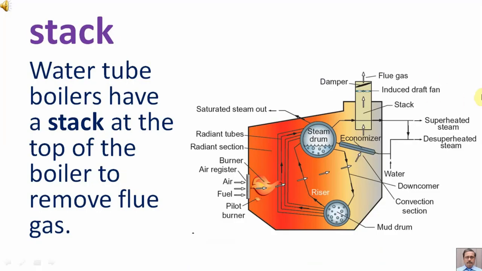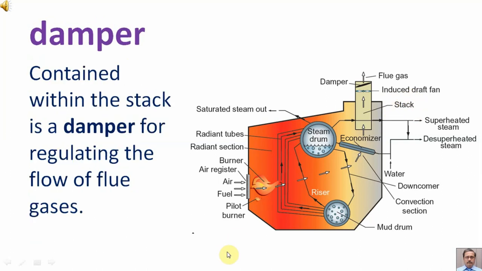Stack or chimney. Water tube boilers have a stack at the top of the boiler to remove flue gas. Damper. Contained within the stack is a damper for regulating the flow of flue gases.